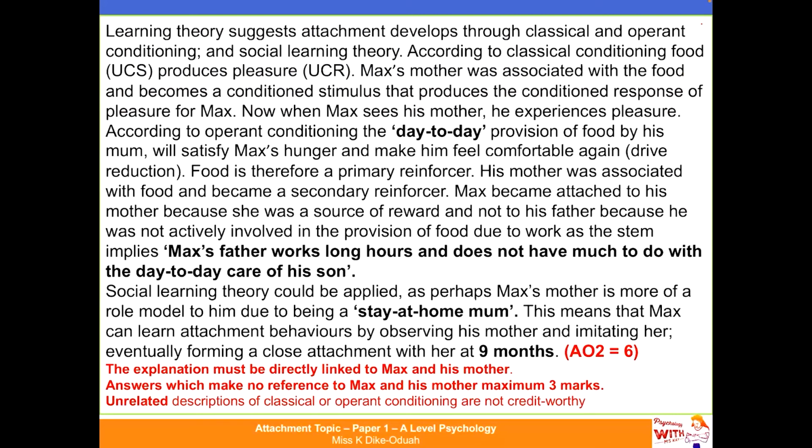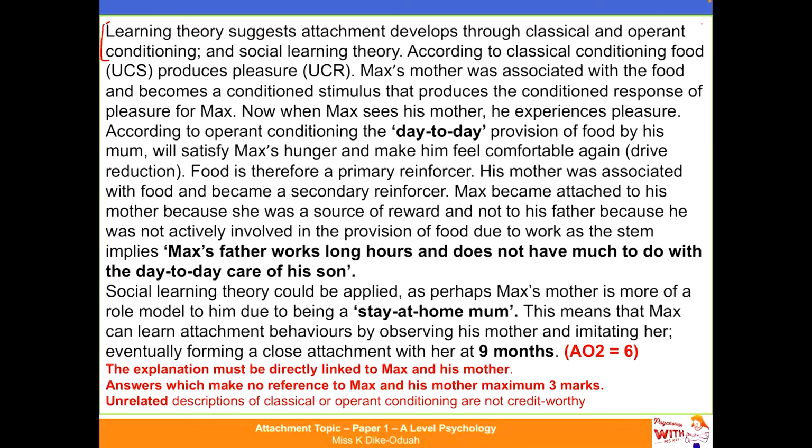Learning theory suggests attachment develops through classical and operant conditioning and social learning theory. So notice how in this first sentence, the answer starts off very broadly saying these are the three key areas of the learning theory. You're demonstrating that you actually know your stuff. According to classical conditioning, food, the unconditioned stimulus, produces pleasure, the unconditioned response. Max's mother was associated with the food and becomes a conditioned stimulus that produces the conditioned response of pleasure for Max. So a lovely outline of classical conditioning.